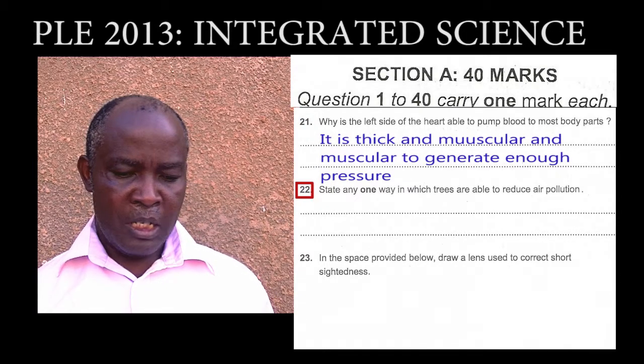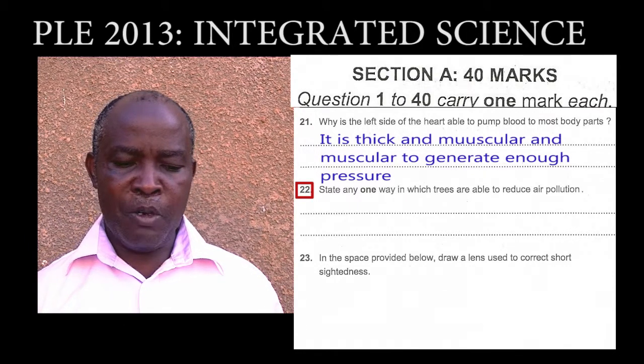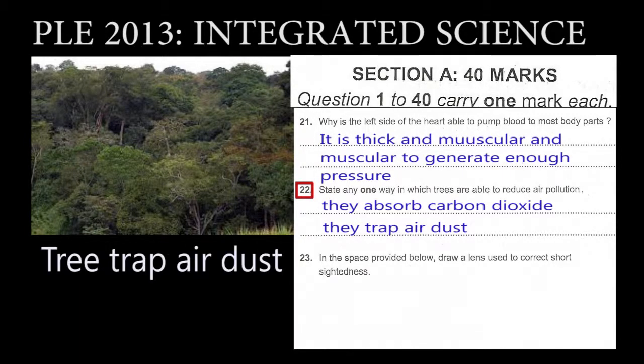Number 22. State any one way in which trees are able to reduce air pollution. They absorb carbon dioxide for photosynthesis. They trap air dust.